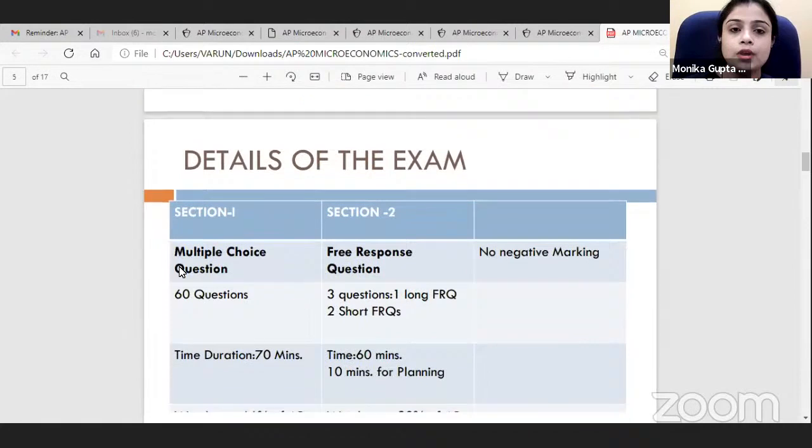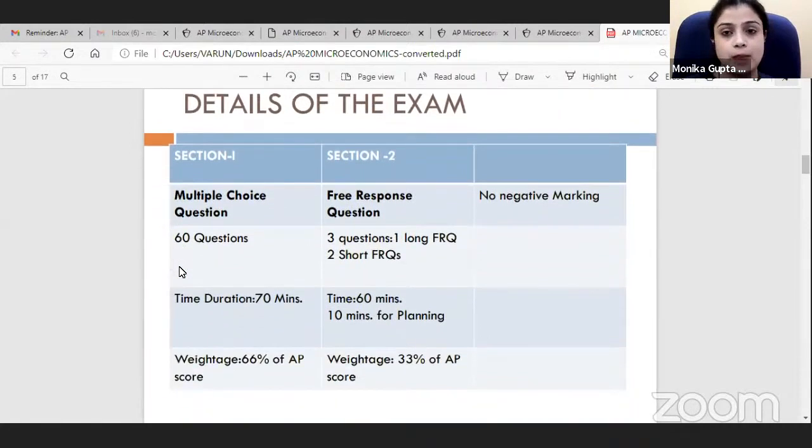Now, we are going to talk about the details of the exam. So this is the exam pattern. You will have two sections, section 1 and section 2. In section 1, you'll find multiple choice questions. There will be 60 MCQs, and 5 options each. So you have to eliminate 4 options and find your answer.